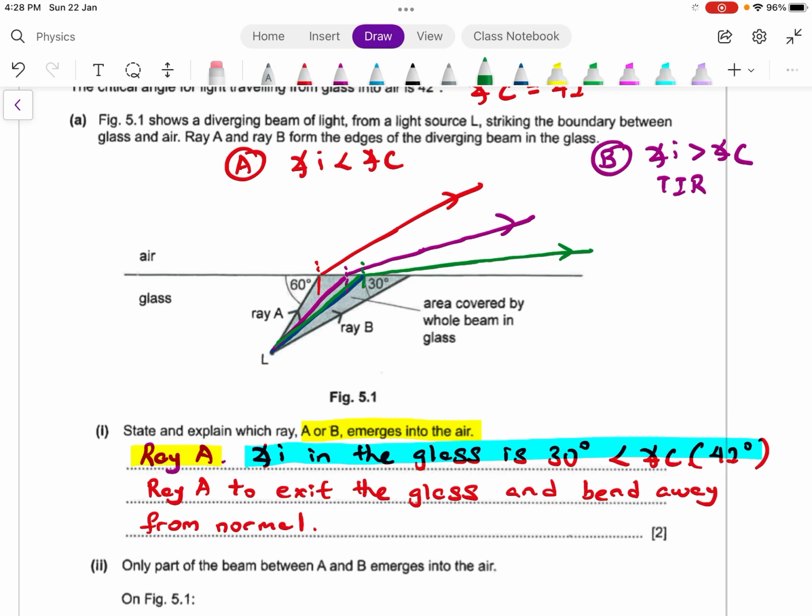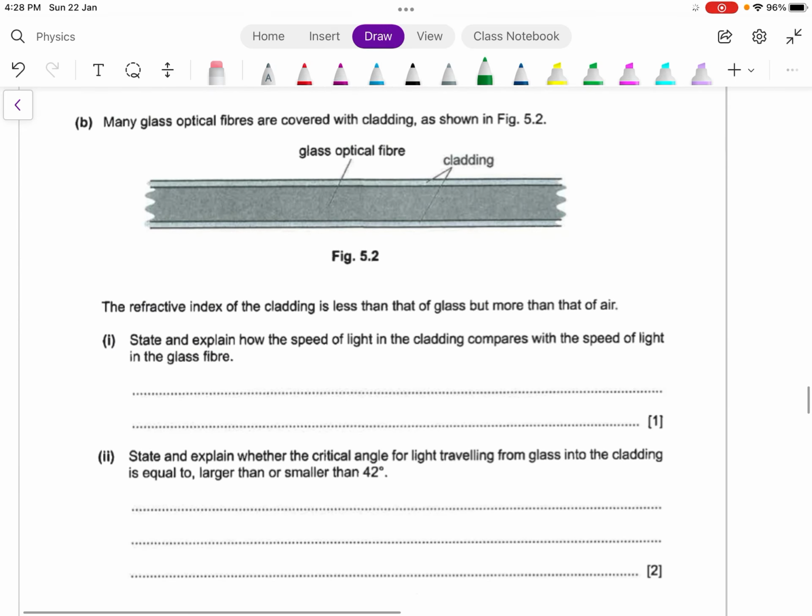Okay, so let's move on to question B. Many glass optical fibers are covered with cladding, as shown. The refractive index of the cladding must be less than that of the glass but more than that of the air. State and explain how the speed of light in the cladding compares with the speed of light in the glass fiber. Okay, so they already give us the information. They say that my glass optical fiber has a greater refractive index compared to the cladding. So the cladding must have less optical density. So why must that be?